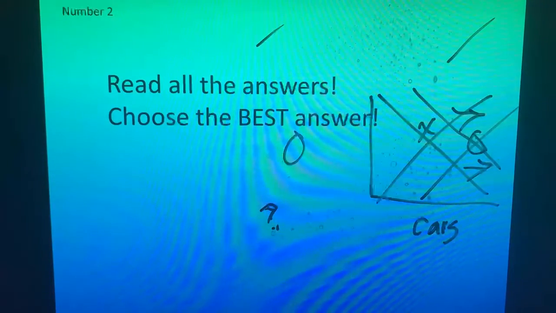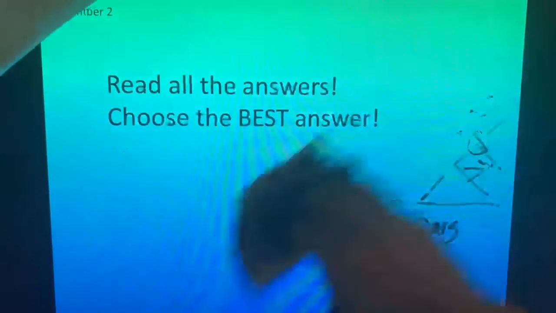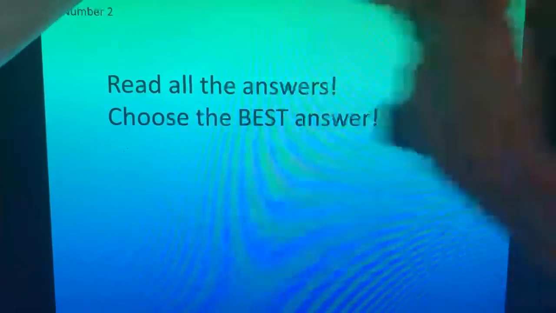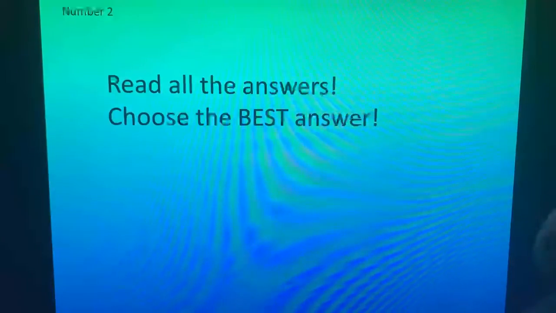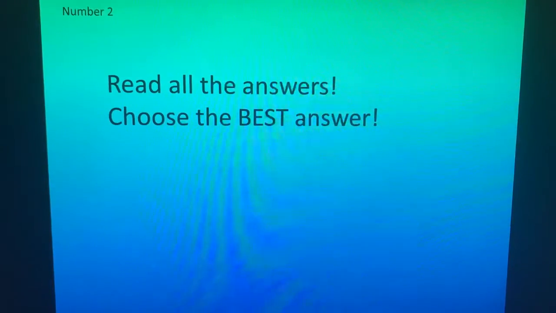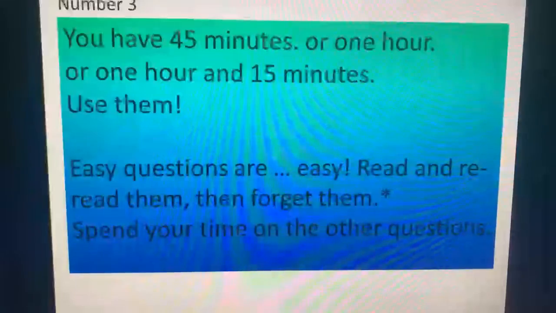I try to read all the answers. If you can read quickly, just read all the answers and choose the best answer because sometimes they have two answers which are close, but you should choose the best one.